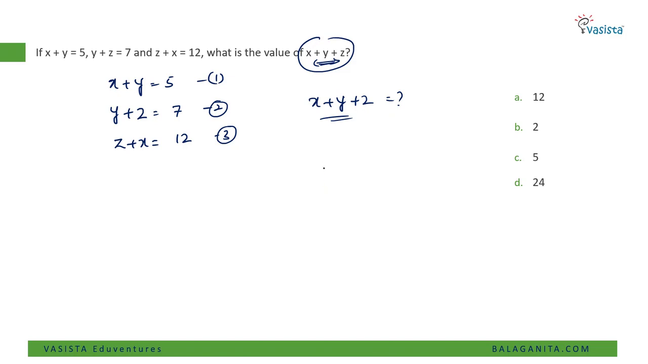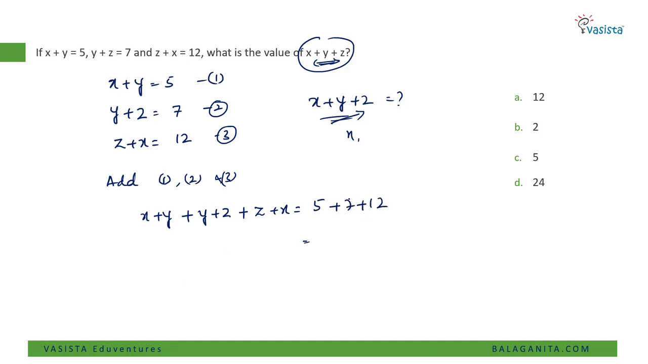Right. To do that, first of all, you can solve equation 1 and 2, or 1 and 3, or 2 and 3, and then get the value of x, y, z and substitute here to get the answer. Otherwise, by observing the equations, just add them. You can add equation 1, 2 as well as 3. Right, what happens here? See, observe x plus y, plus y plus z, plus z plus x is equal to 5 plus 7 plus 12.